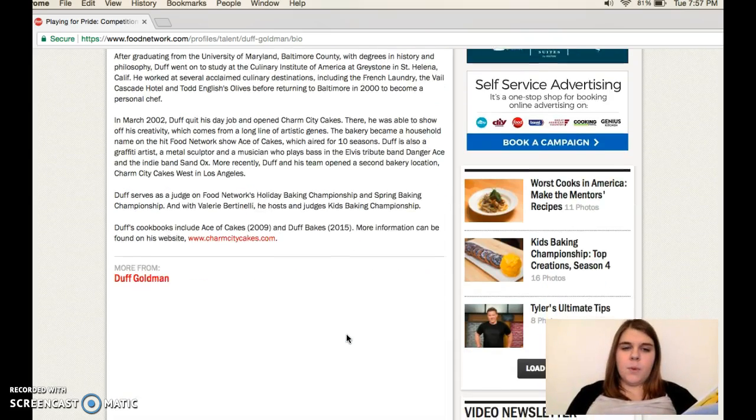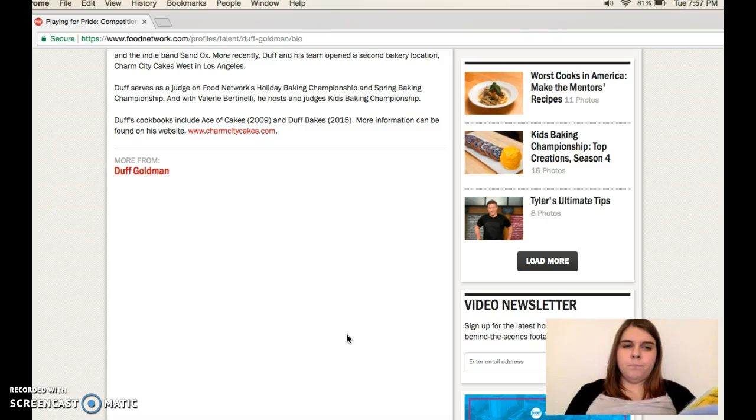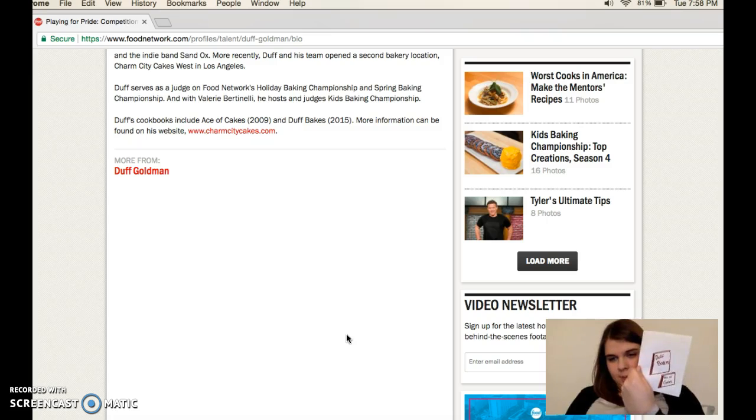Okay, so the next one is, do they have any published work? A lot of foodies will publish cookbooks, or they'll have a blog or something that they publish out for people to buy. So in this case, he has 2 cookbooks. These kind of look like cookbooks, huh? One of which is called Ace of Cakes and the other called Duff Bakes.